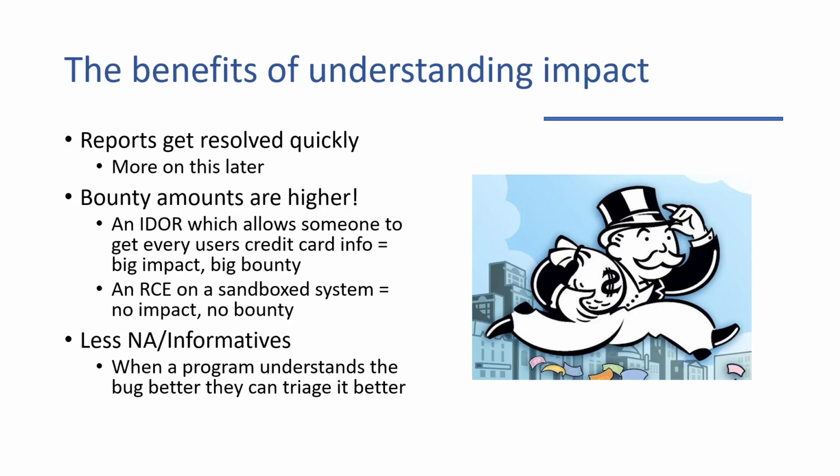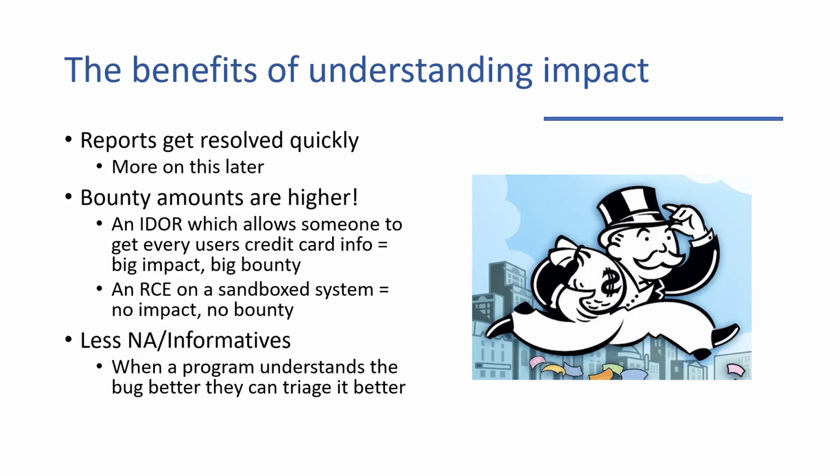Bounty amounts are higher. If you have an IDOR which allows someone to get every user's credit card info, that's a huge impact, big bounty. An RCE on a sandbox system, no impact, no bounty. Request smuggling is a great example. Sometimes with request smuggling you can get other people's passwords. Huge impact, right? But if you just get random junk requests, there's no impact there, right?